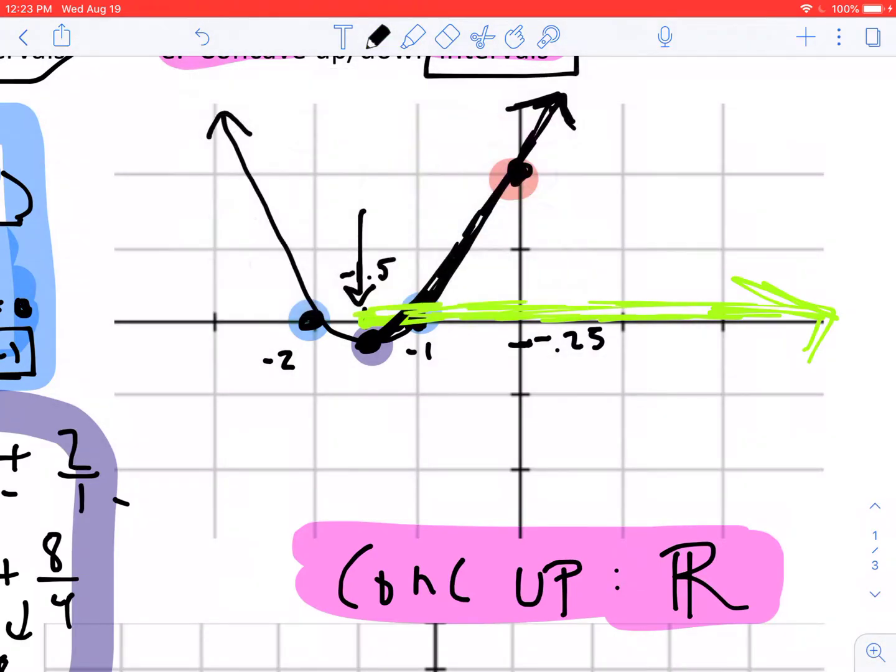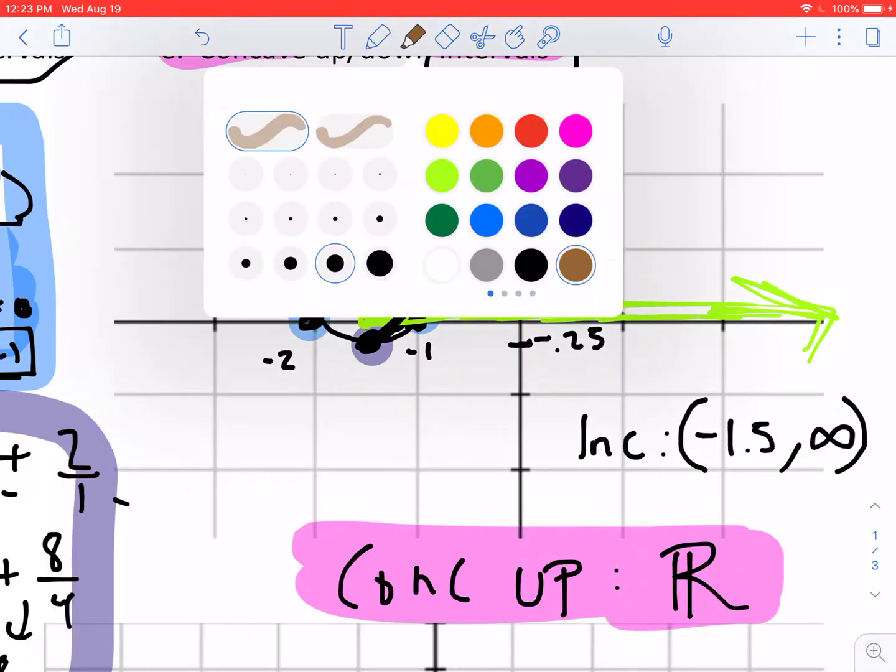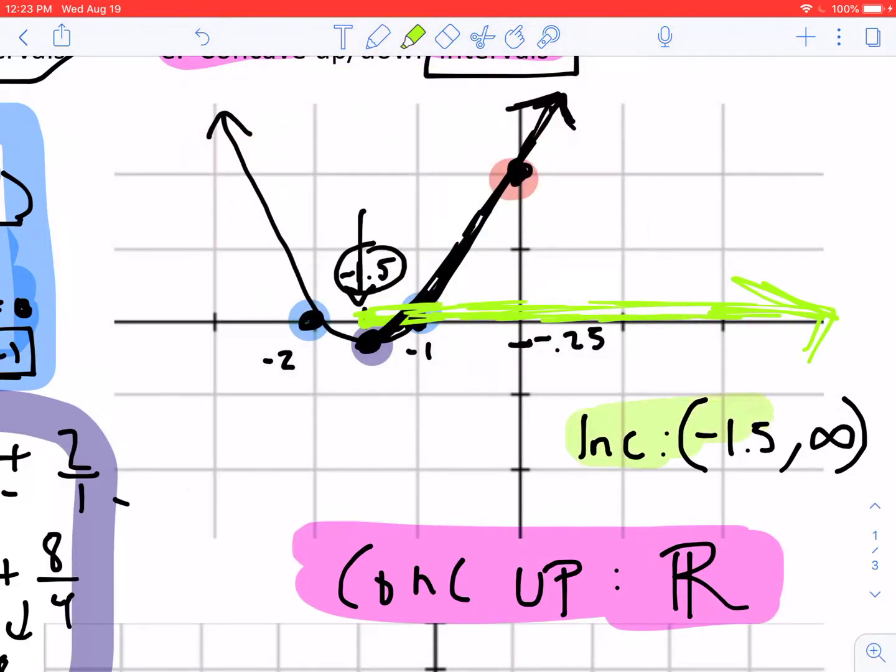It is increasing from where to where? It looks like it started increasing at negative 1.5 on the x-axis, and it never stopped increasing, so to infinity. Luckily for us, when we're talking about increasing and decreasing intervals, we get to use parentheses every time. We don't have to really worry about closed or open brackets when we talk about increasing, decreasing, or constant intervals. That's nice. All right, so then what's next?